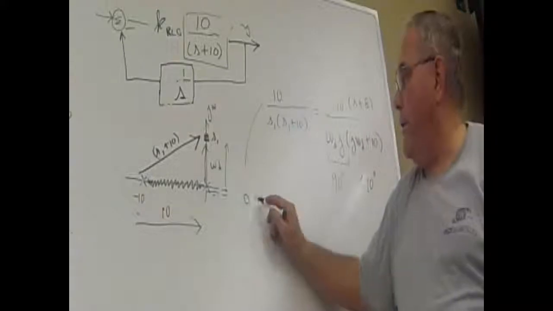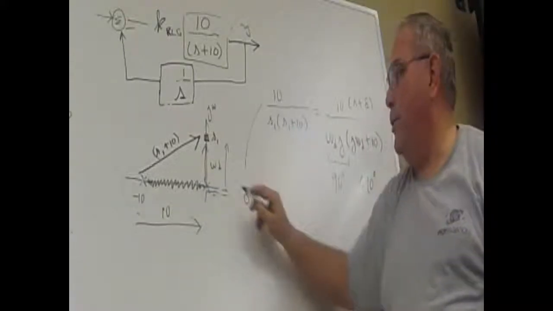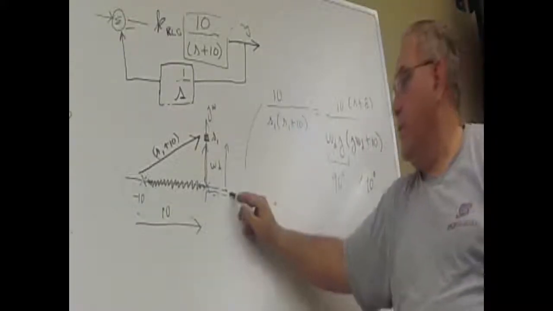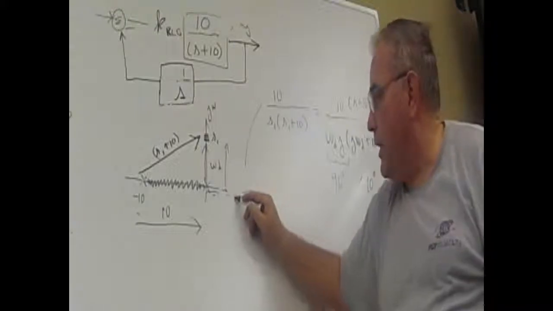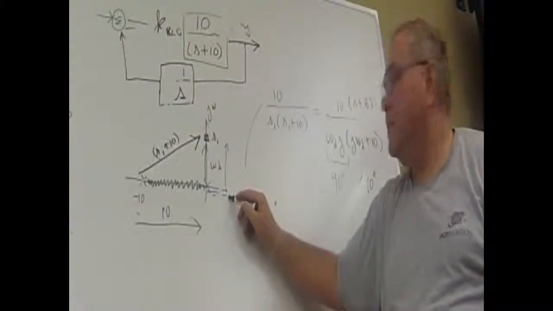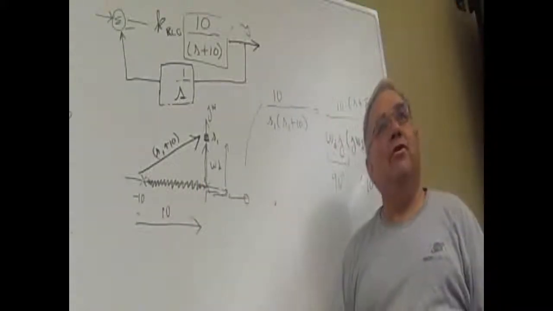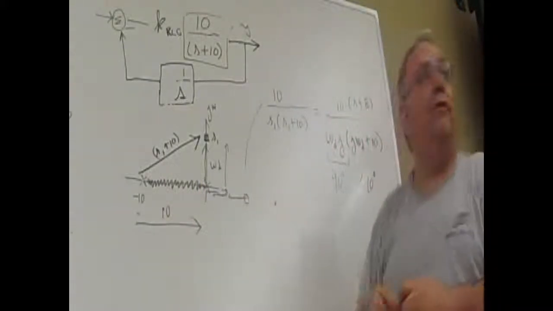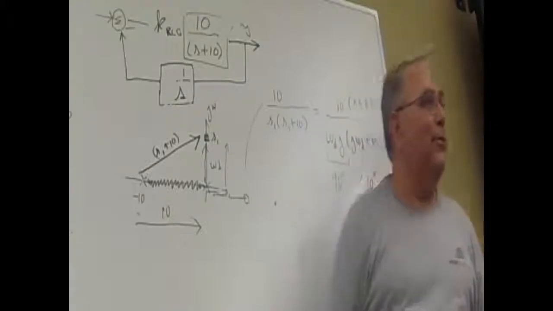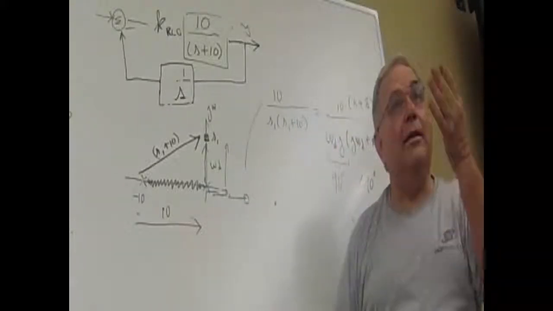But what if I go here? What if I go between the X and the O? Well, from this 0, that phasor is going to be 180. This one's going to be 0, and this one's going to be 0. Bingo. So the rule is, to the left of an odd number of poles and zeros on the real axis, that is where your root locus lies, because of the angle condition.